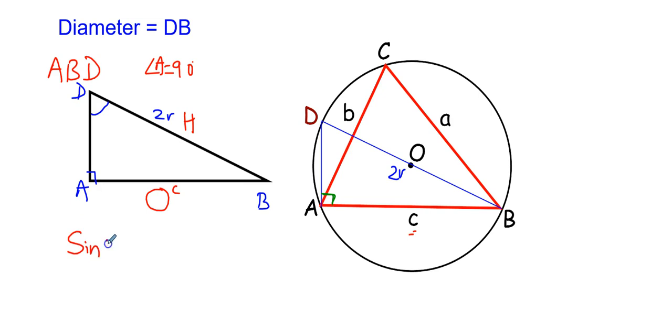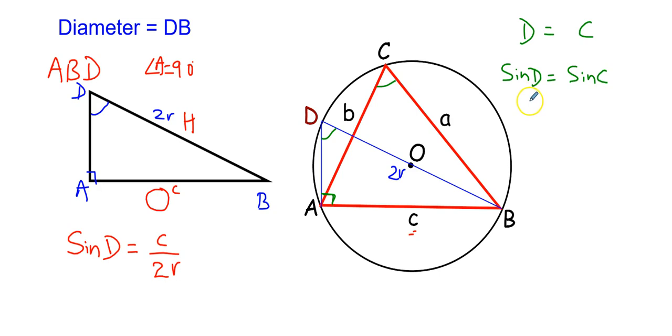Now, sine of angle D is equal to the opposite side, which is c, over the hypotenuse, that is 2r. Alright. Now from this, already we discussed that the angles in the same segment are equal. So angle D is the same as angle C. If the measure of angle D is equal to the measure of angle C, then the sine of angle D is also equal to sine of angle C.